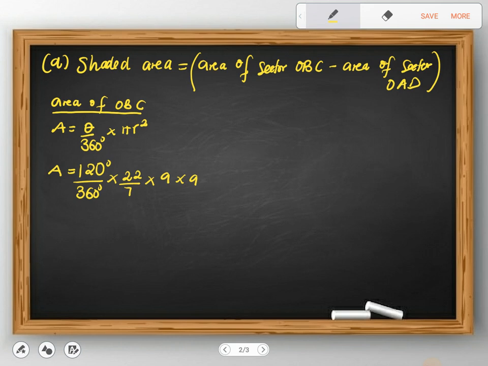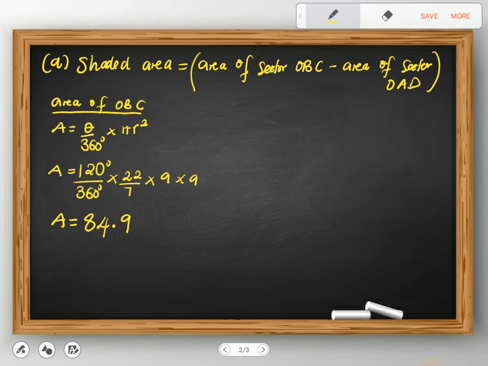Well, let us punch this on the calculator. 120 over 360, we get that one. Then let's multiply that by 22. We can start with 9 squared, which is 81. We multiply by 22, then multiply by 120, then divide by 7, then divide by 360. I'm getting 84.9, rounded off to one decimal place.